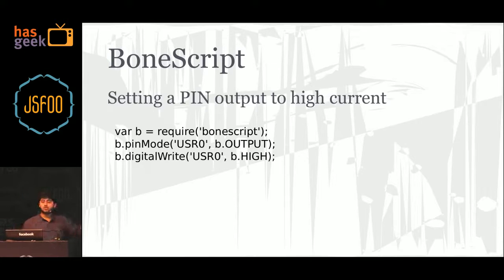So for example, this code is going to set the USR0 pin in output mode. You have to set it into output or input mode depending on what you need, whether you want to send current out to it, or you want to sense the current that's available on that. And then you do a digitalWrite, which basically writes a digital signal, high, something like sending a 1 signal, which sets the current value to high on that pin.